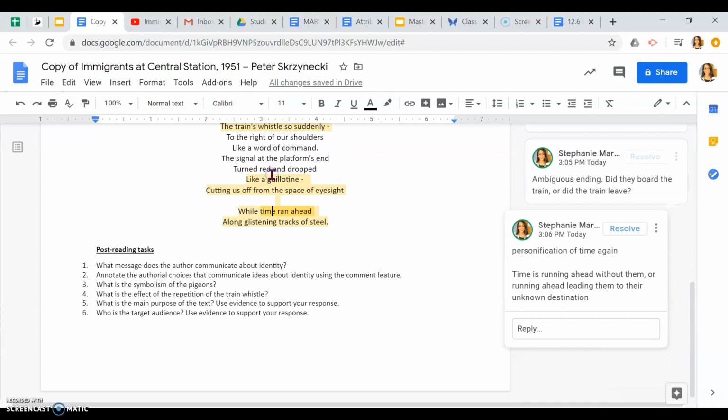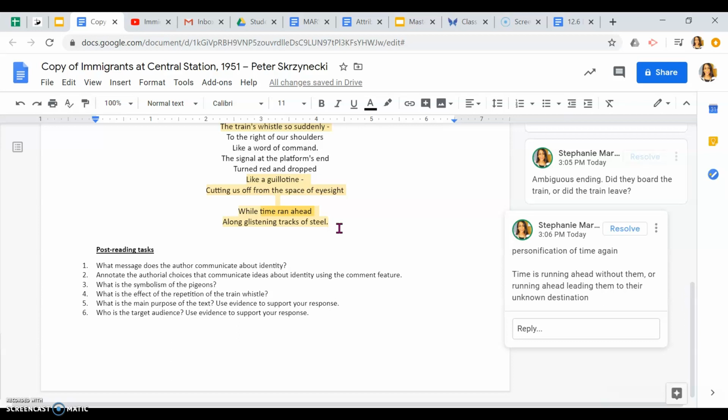And lastly, Year 10, while time ran ahead, again, there's the personification of time. It symbolizes that time is either running ahead without them, or perhaps running ahead, leading them to their next unknown destination. So the end of the poem is quite ambiguous and vague, and it really does leave it up to your own interpretation as well. Did they make the train? Or were they on the train the whole time, waiting, packed like cattle brought before a slaughterhouse? Or did time run ahead and they simply had to sit and wait?